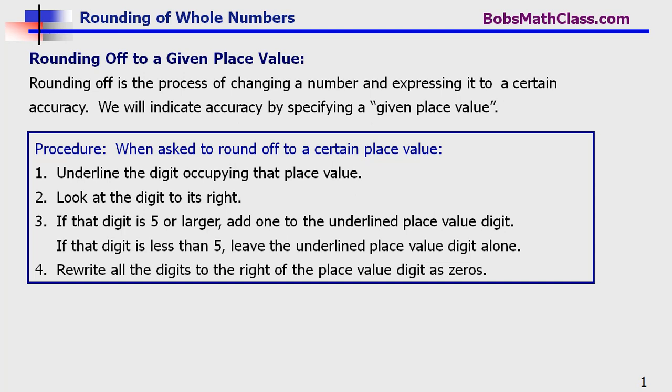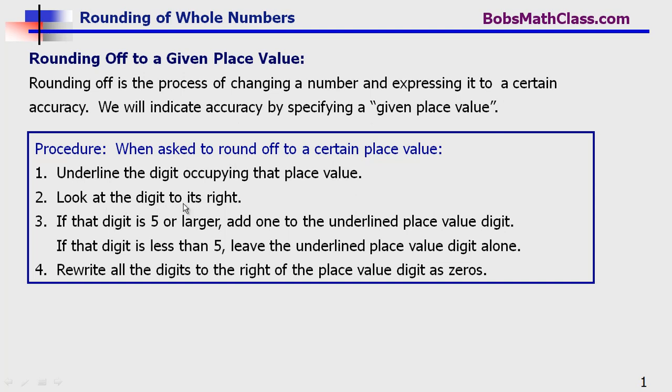Okay, so here's our procedure. When asked to round off to a certain place value, underline the digit occupying that place value. So if they're asking you to round to the tens place, we're just going to underline the tens place. Or if we're rounding to the hundreds place, then put a line underneath that hundreds place. Or if they're asking us to round to the thousands place, then put a line under the thousands place.